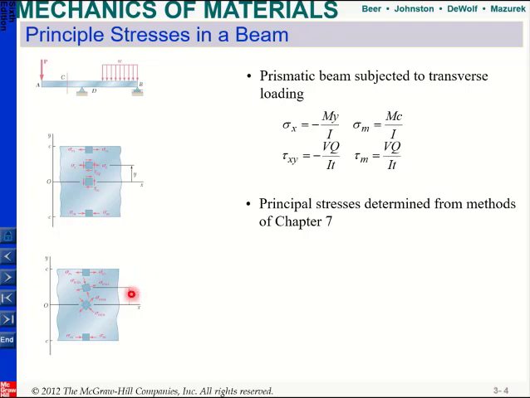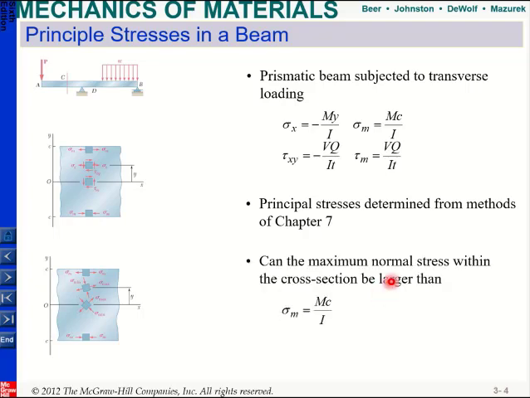Depending on the values of your normal stress and shear stress, this maximum value might be something different than sigma m, which you might get from there. So the question is, can the maximum normal stress within the cross section be larger than this value?